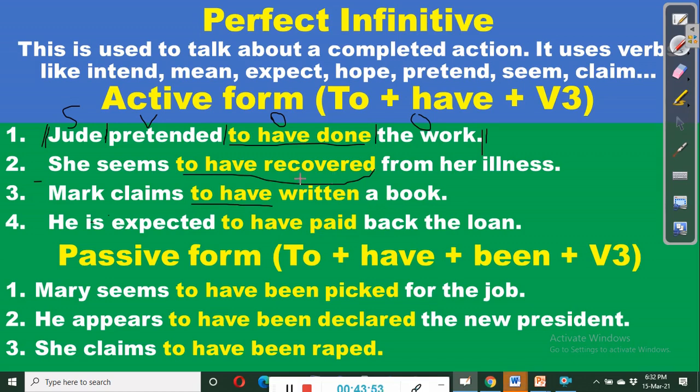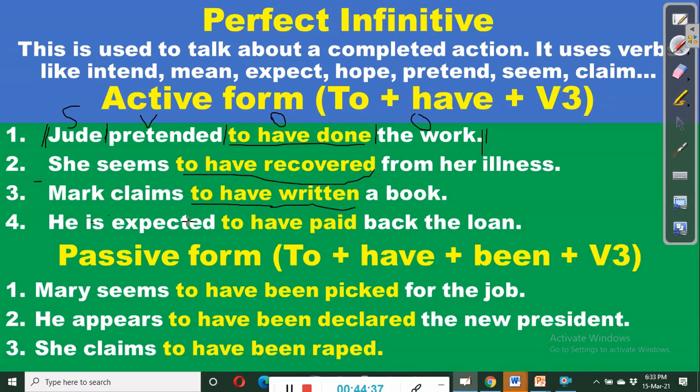And then you meet her and she looks lively, and you can say she seems to have recovered from her illness. That means the recovery has taken place. So I'm drawing your attention to the fact that we use the perfect infinitive to talk about an action that has been completed. Now, example 3, Mark claims to have written a book. At the time of Mark's claim, the writing of the book has been completed. So that is the perfect infinitive.